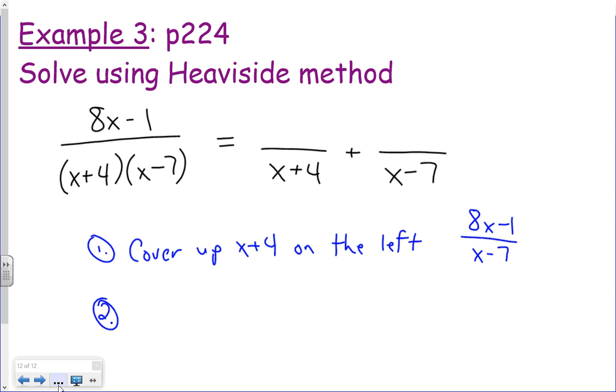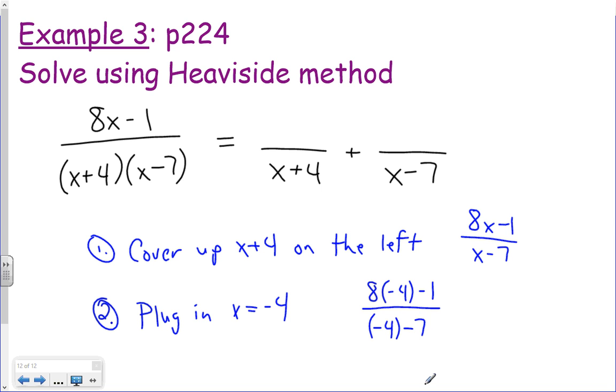The second step is you're going to plug in a value of x that would make that factor that you're covering up equal to 0. So we're going to plug in x equals negative 4, everywhere that I see an x in what remains. So what does that mean? I'm going to have 8 times negative 4 minus 1 in the numerator, and then negative 4 minus 7 in the denominator.